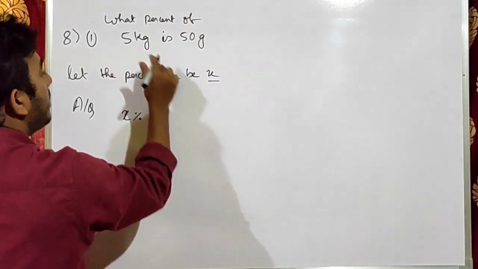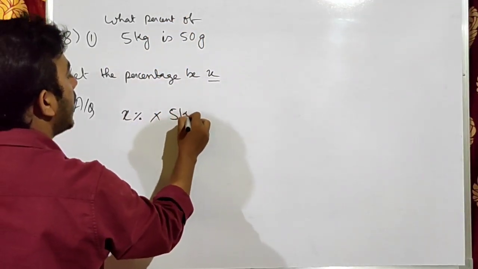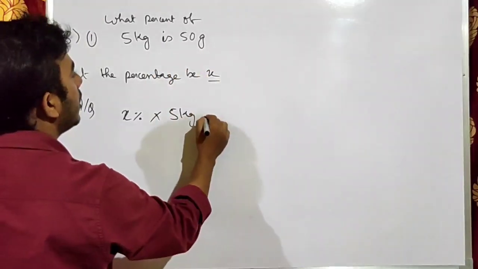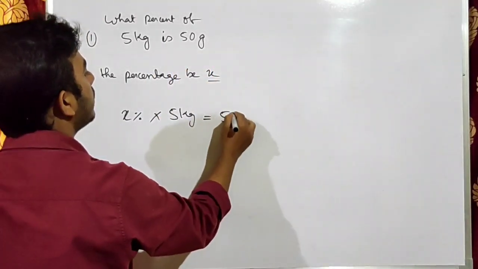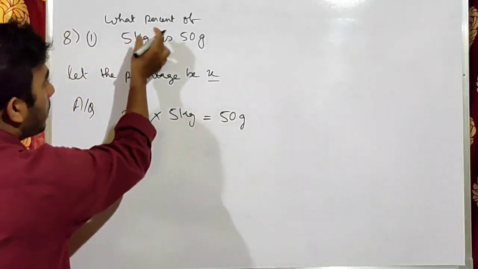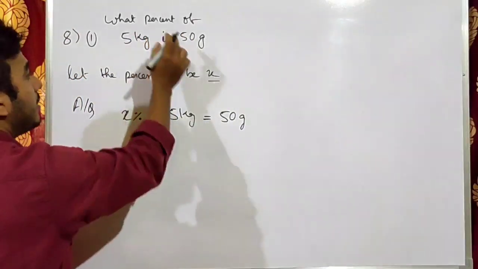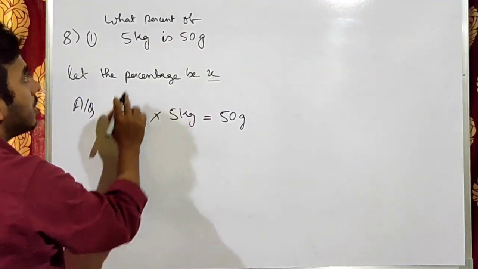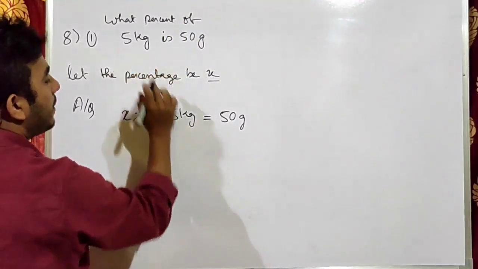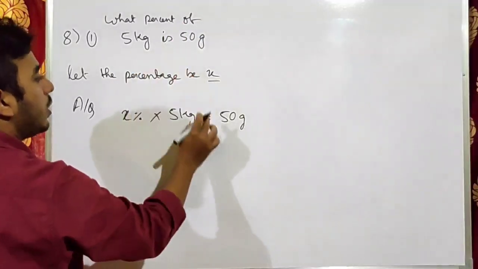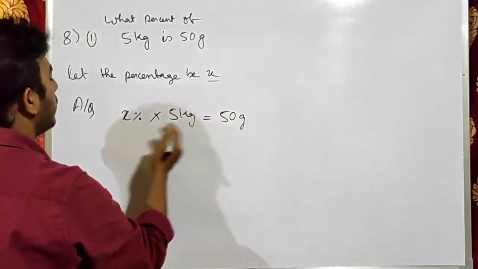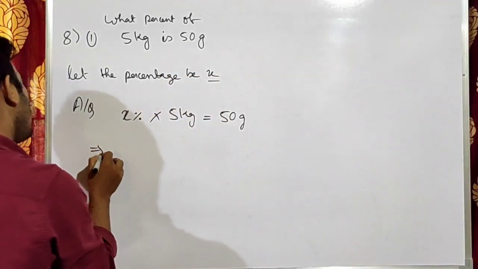Into 5 kg. Of 5 kg means what? Equals 50 gram means what? 50 gram. Clear? So what percent means what? x. We have written x percent. Then "of" means into 5 kg. "Is" means equals 50 gram. Okay, I hope this is clear to you.